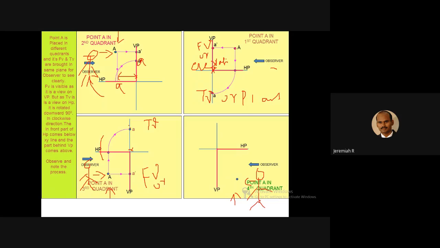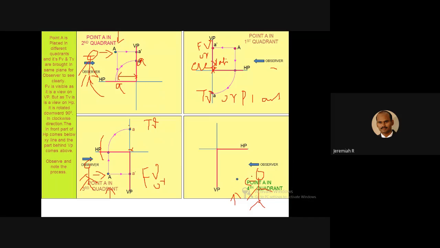I'll repeat one more time. There is a point above HP but in front of VP. Here the point is above HP but behind VP. Here the point is below HP and behind VP. Here the point is below HP but in front of VP.